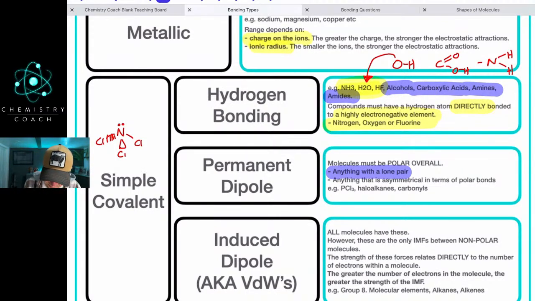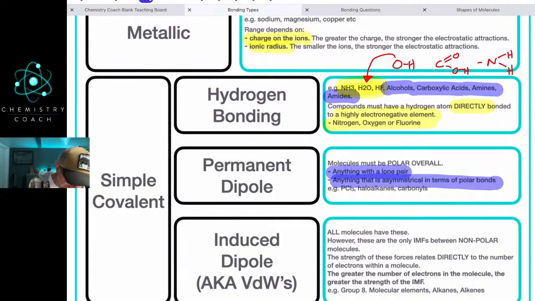And again, as I mentioned, anything that's asymmetrical in terms of polar bonds. So, for example, if we have methane, that I would say is symmetrical.